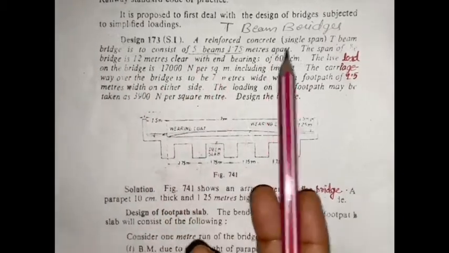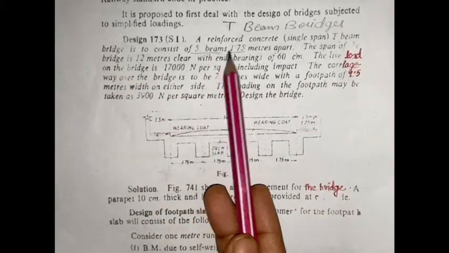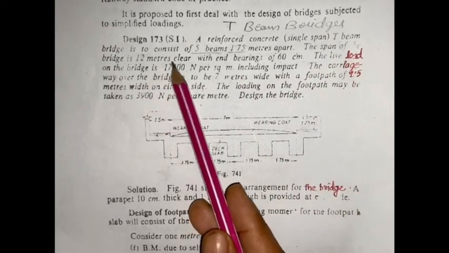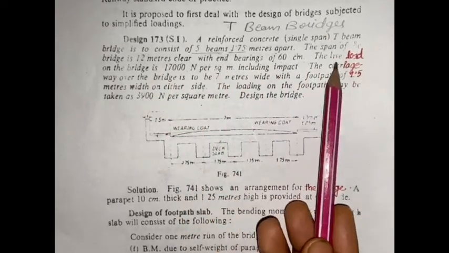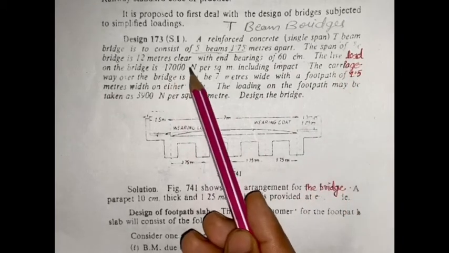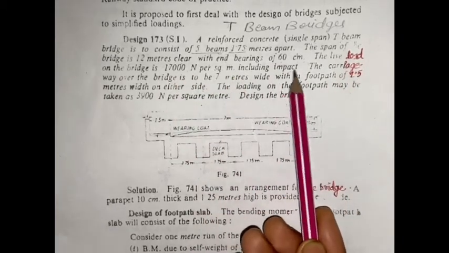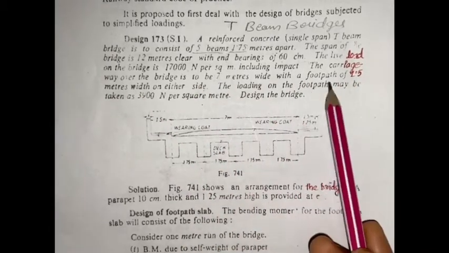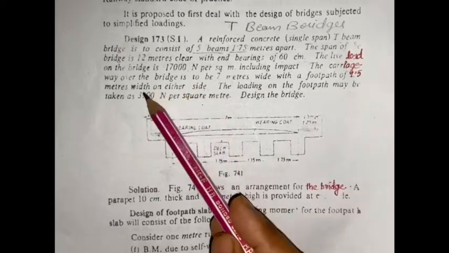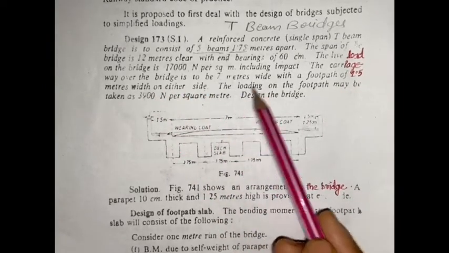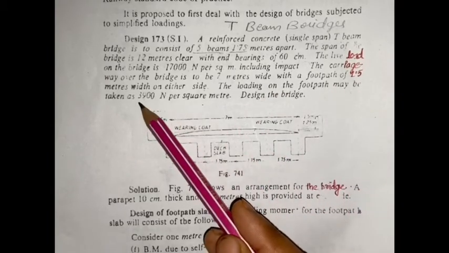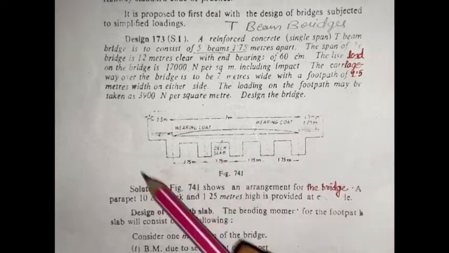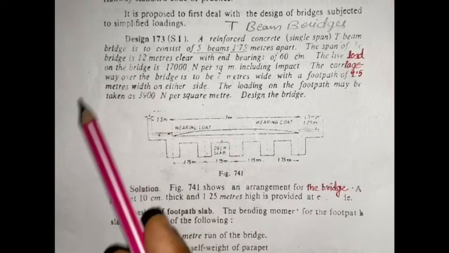A reinforced concrete T-beam bridge consists of 5 beams 1.75 meter apart, and the span of the bridge is 12 meter clear with the end bearing of 60 centimeter. The live load on the bridge is 1700 Newton per square meter, including impact load. The carriageway over the bridge is to be 7 meter wide, with a footpath of 1.5 meters width on either side, and the load on the footpath may be taken as 3900 Newton per square meter. Design the bridge.